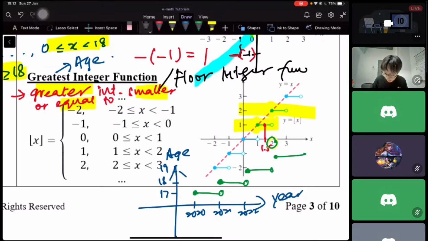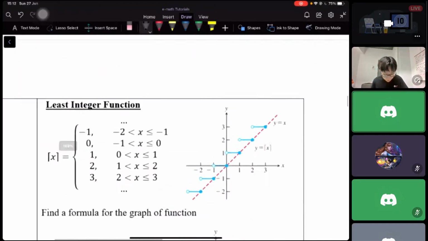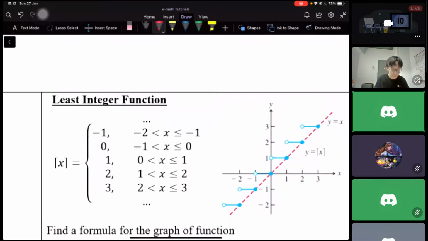Okay? Then if we have greatest integer function, we will have least integer function. Okay? Least integer function is the opposite of greatest integer function, which is the smallest.